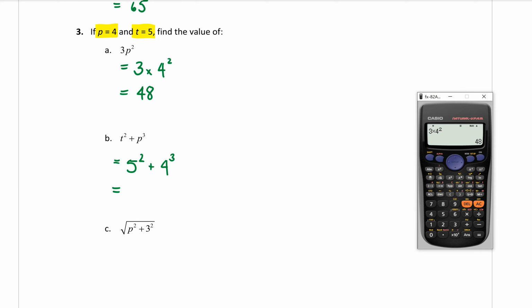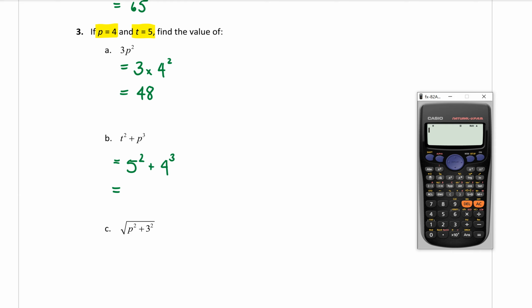Cubes, by the way, means 4 multiplied together 3 times. That's 4 times 4 times 4. So those numbers get quite big quite fast. To type it in your calculator, you press 5 and you have the squared button. We knew that button from the last question. Plus, then we press the 4.